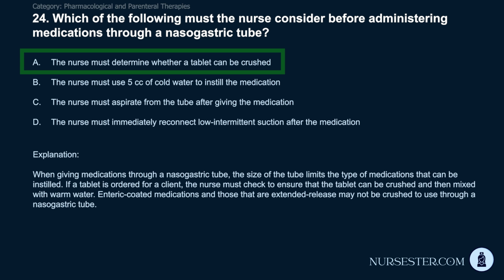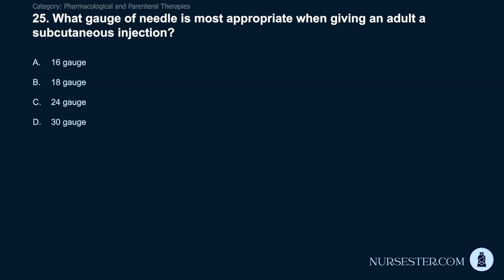When giving medications through a nasogastric tube, the size of the tube limits the type of medications that can be instilled. If a tablet is ordered for a client, the nurse must check to ensure that the tablet can be crushed and then mixed with warm water. Enteric-coated medications and those that are extended release may not be crushed to use through a nasogastric tube.